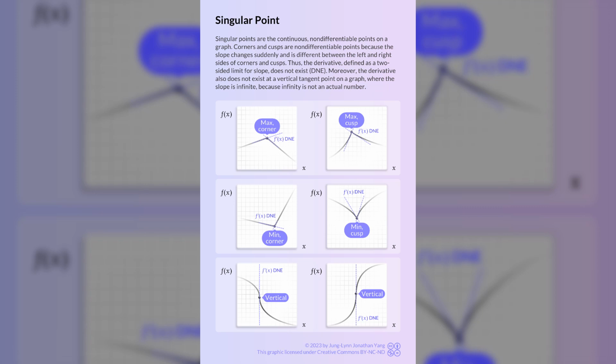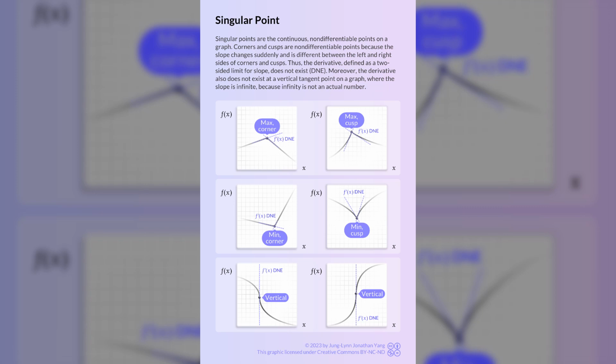Another case where the derivative does not exist, in other words, a singular point, will be a point on a graph with a vertical tangent line. The derivative is a description of the slope of the graph at a particular point. And in this case, that particular point has a tangent slope that is vertical. And vertical slopes are infinite. Because infinity is not an actual number, then the first derivative doesn't exist.